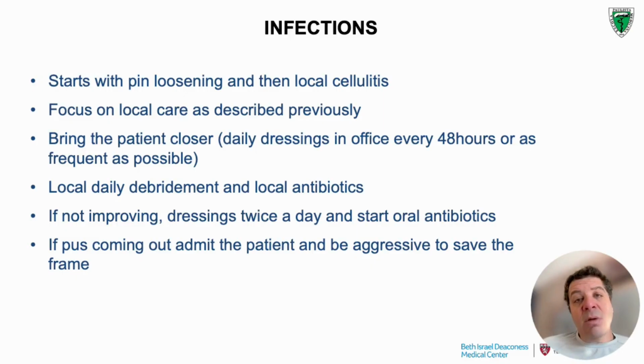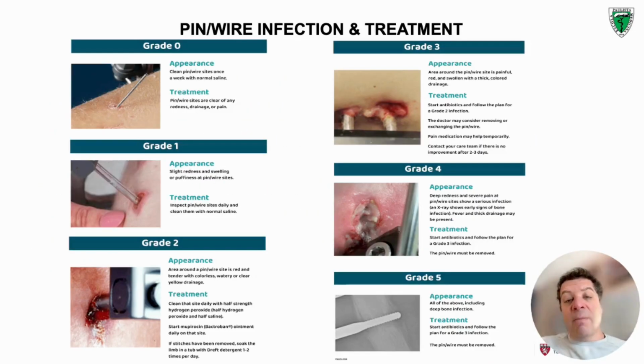And if you have pus coming out of the pin, you really have to admit that patient, start IV antibiotics, and start planning to do something more aggressive in order to save the frame that is installed on the patient. There is this very nice classification of pin tract infections that goes from grade 0 to grade 5.